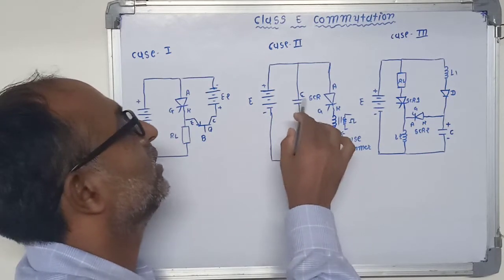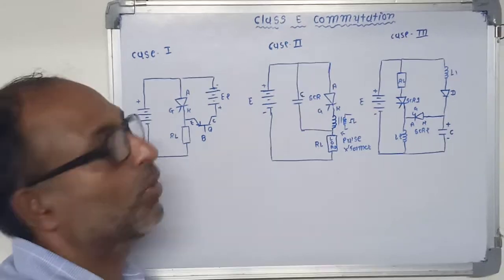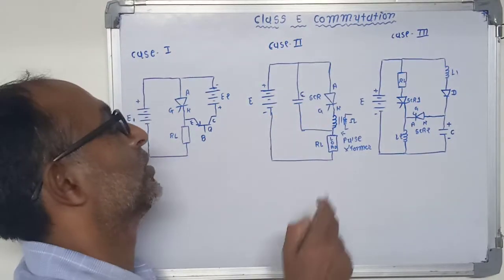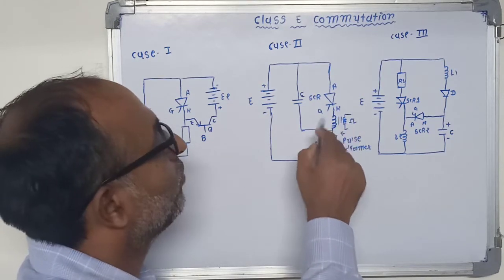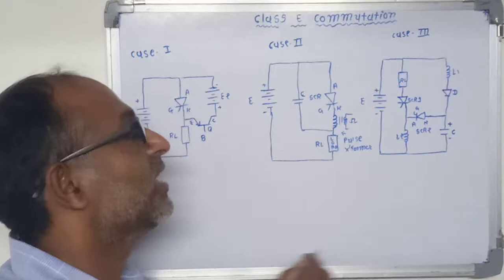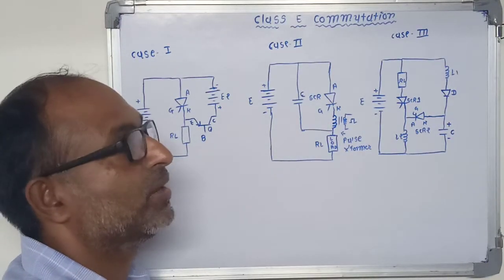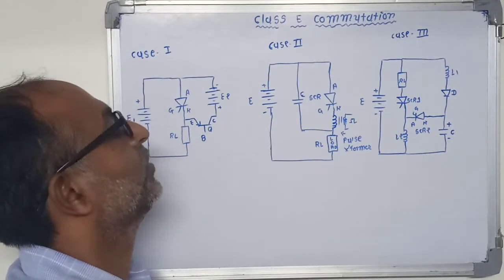Now the voltage drop across this capacitor is very small, hardly 1 volt. And the second thing to be remembered is that when designing this pulse transformer, the efficiency is very high because its input energy is very low.